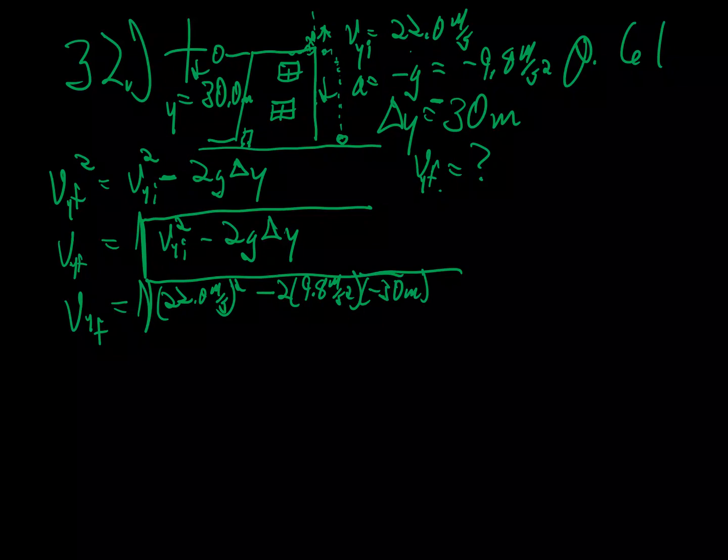All right, now, when you do all the math, you say, well, wait a minute, what about the initial velocity? Well, look, guys, if the initial velocity right here is 22 meters per second going upward, guess what it is coming down?